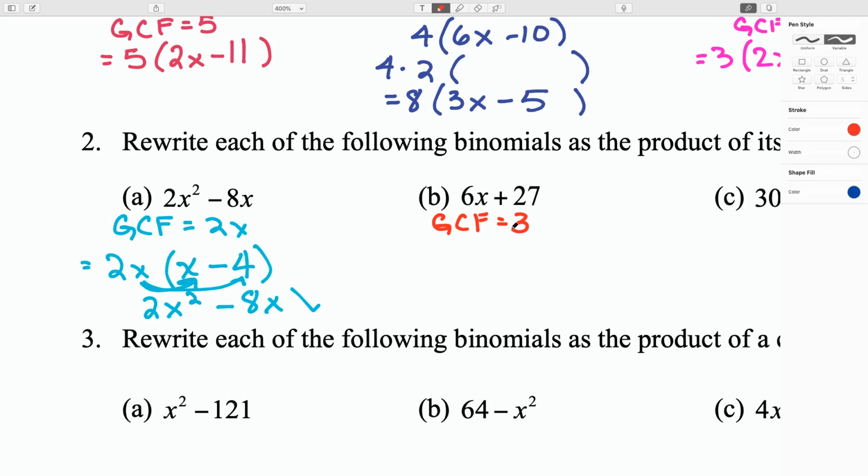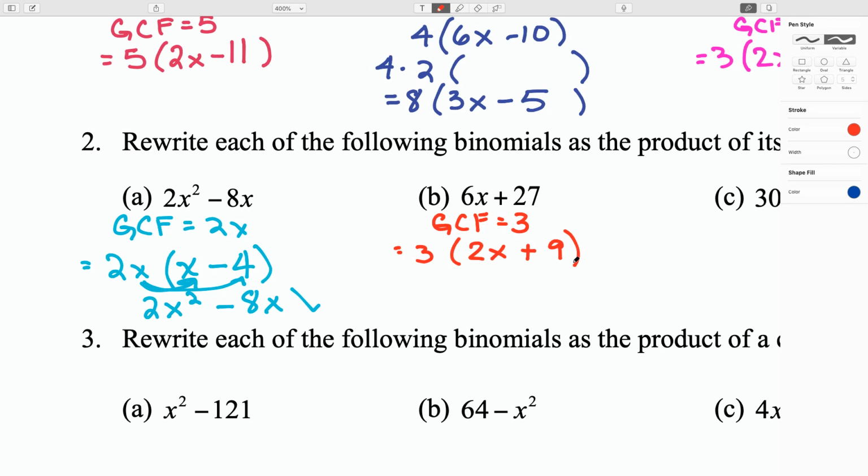And once again, if you choose the wrong GCF, maybe you chose a common factor instead of the greatest common factor, it's okay. Because in the end, when you are done, you can see if there's still any common factors. So let's put 3 on the outside. 3 times what will give me 6x? 3 times 2x plus 3 times what will give me 27? 3 times 9. And if you're not sure, you can always divide 27 by 3 and you will get 9.